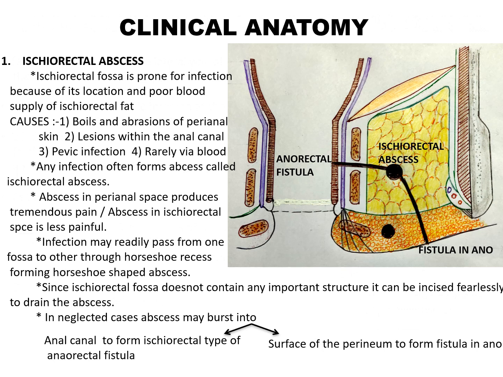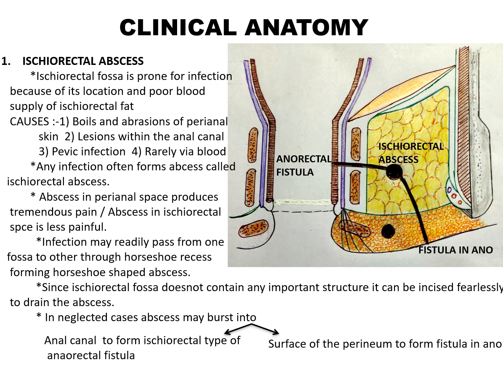Coming to the clinical aspects of the ischiorectal fossa, we will discuss the ischiorectal abscess. The ischiorectal fossa is prone to infection because of its location and the poor blood supply of its main content, that is the ischiorectal fat. The causes of ischiorectal abscesses: boils and abrasions of the perianal skin, lesions within the anal canal, pelvic infection, and rarely spread through blood. Any infection of this fossa often leads to a collection of pus called ischiorectal abscess.